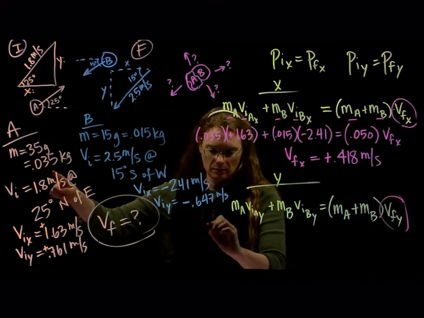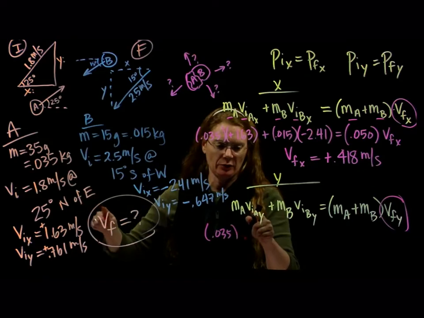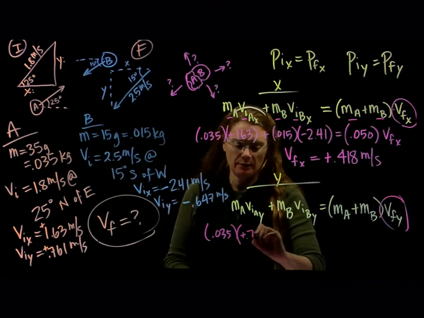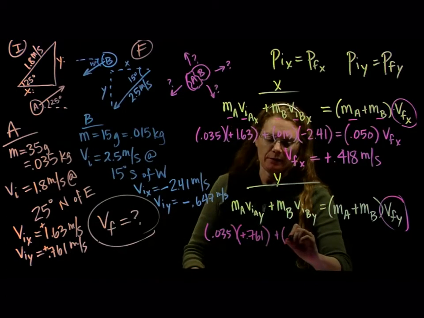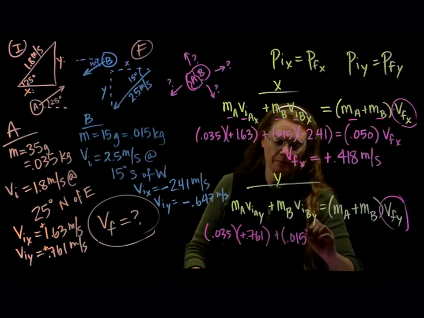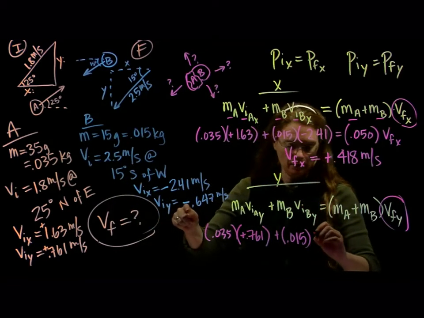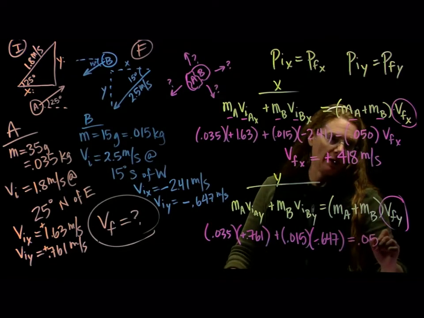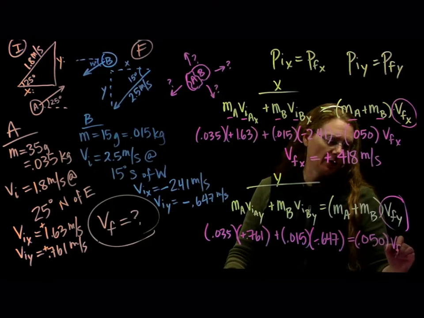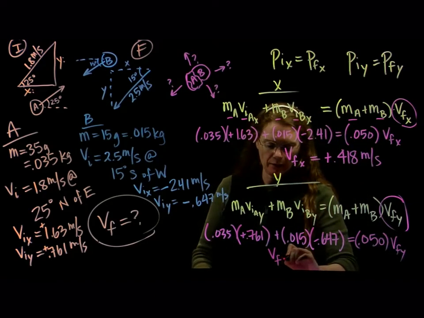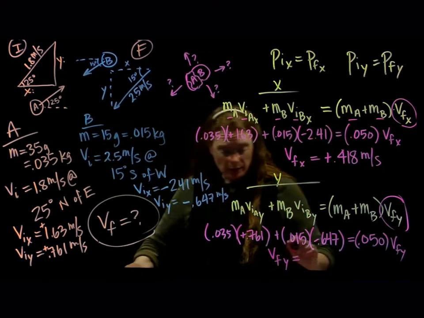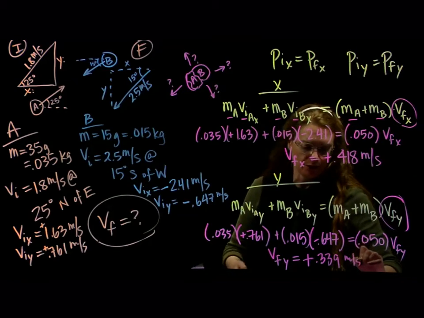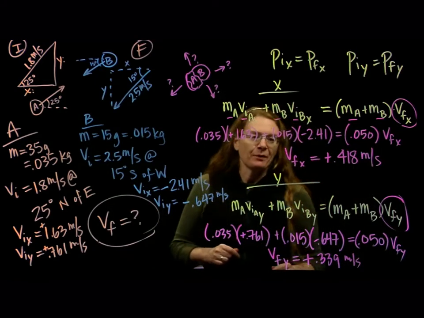Mass of A, 0.035, V initial AY, 0.761, plus mass of B, 0.015, V initial BY, that one, negative 0.647, equals 0.050, combined mass, V final y. And if you do the math here, you get V final y, another positive, plus 0.339 meters per second.